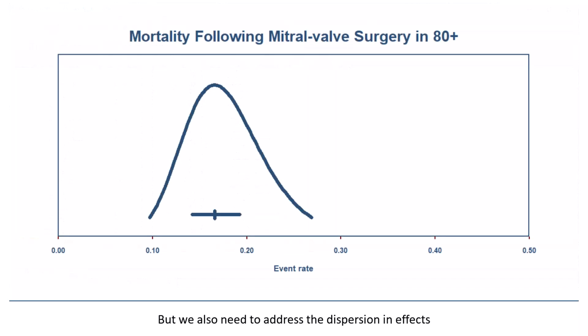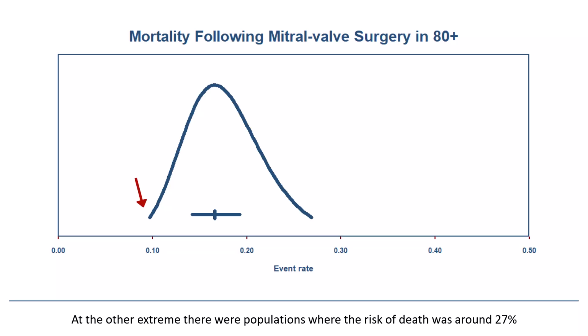But we also need to address the dispersion in effects. We discovered that the distribution of effects looks like this. At one extreme, there were populations where the risk of death was around 10%. At the other extreme, there were populations where the risk of death was around 27%. In this context, that's an enormous amount of dispersion.